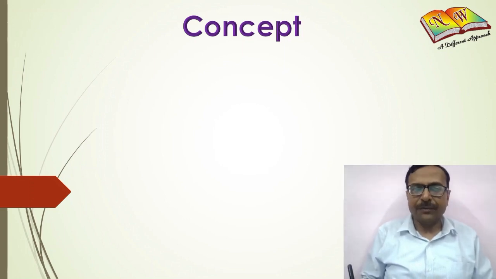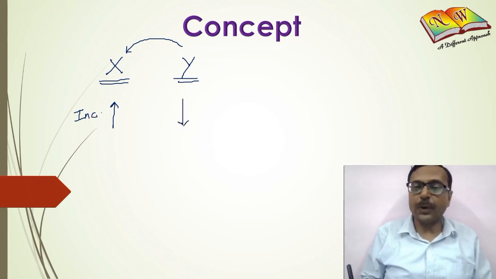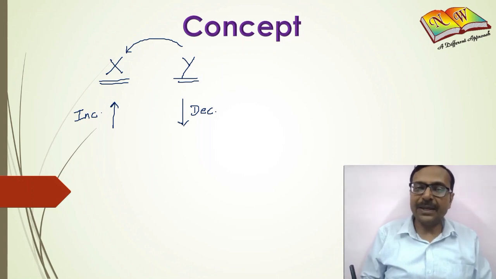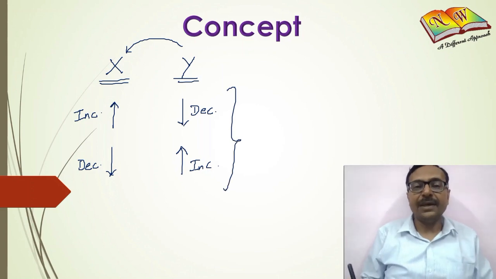Inverse variation. For that, let's assume that we have two quantities x and y. Y depends on x, and if you try to increase the value of x, then y shows a corresponding decrease. So y is decreasing by itself due to the increase in x. And there can be a case where you are trying to decrease the value of x and the value of y shows a corresponding increase. In both cases, we say that x and y vary inversely.